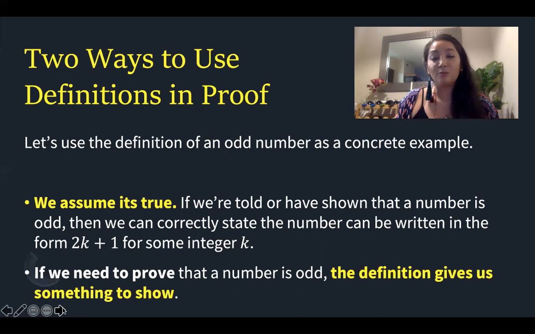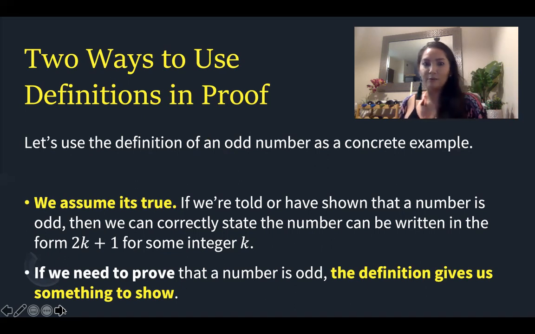Now, if we need to prove that a number is odd, so we don't actually know that the number is odd yet, but we think it's odd and we're trying to show that it's odd, the definition is going to give us something to show, something to prove. Now, this might seem very obvious. Of course, I either assume that the definition is true or show that the definition is true. But if you can keep those two straight in your mind, it's going to help you write proofs, and it's going to help you do a much better job.